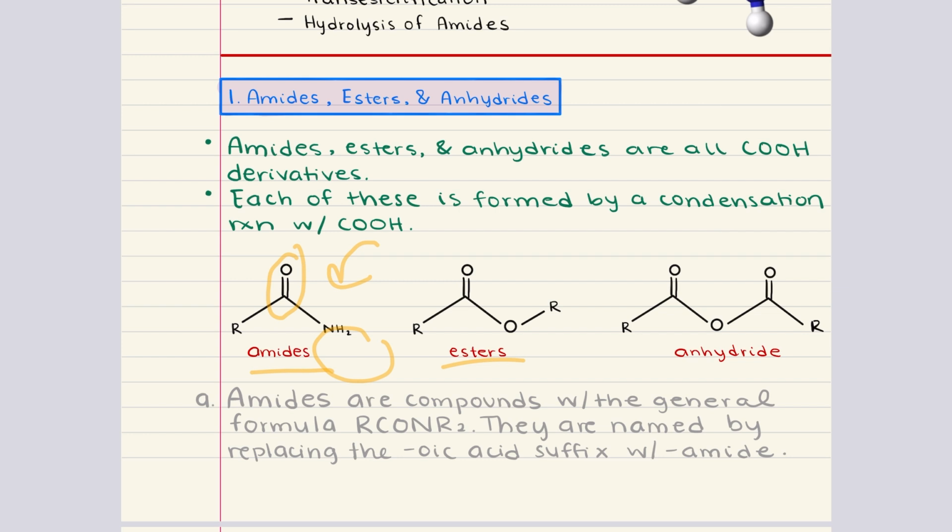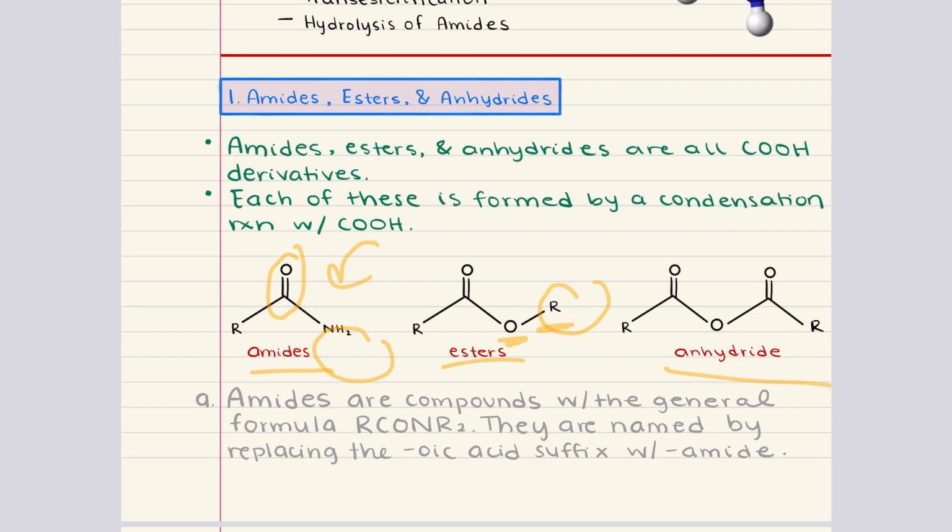Next, there's esters. An ester is formed when the hydroxyl group of a carboxylic acid is replaced by an alkoxy group, meaning an oxygen atom that's bonded to a carbon group. So the general structure of an ester is a carbonyl group directly bonded to an oxygen, which is in turn bonded to another carbon atom.